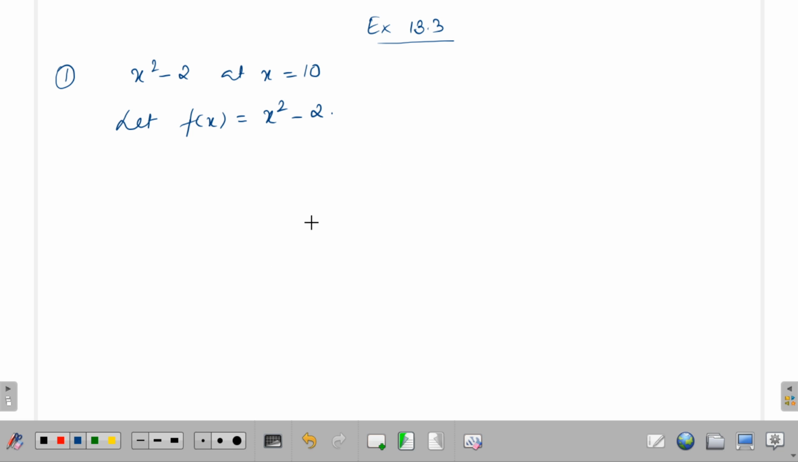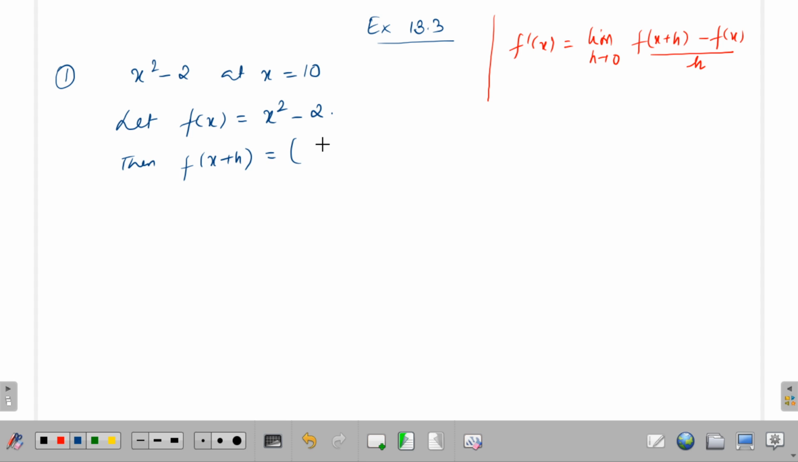Now, let me write down the formula for the first principle. The first principle formula is f dash x is equal to limit of h tends to 0, f of x plus h minus f of x divided by h. Then if f of x happens to be that, f of x plus h is nothing more than, instead of x, it's x plus h, so there will be x plus h, the whole thing squared, minus 2. So expand this properly, so there will be x squared plus h squared plus 2xh minus 2. So I got till there.